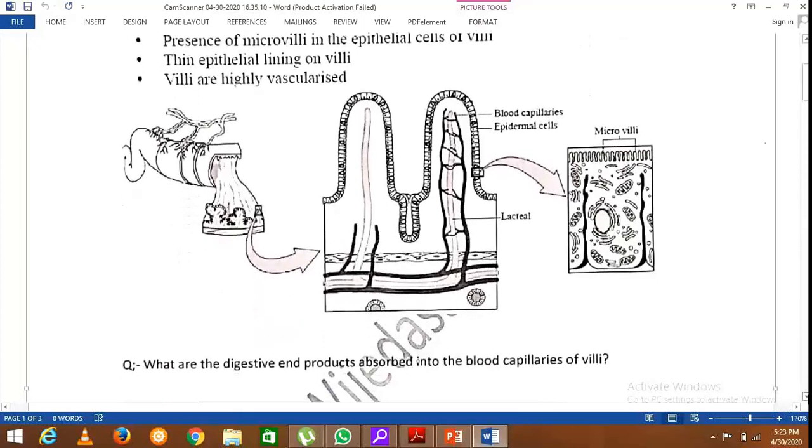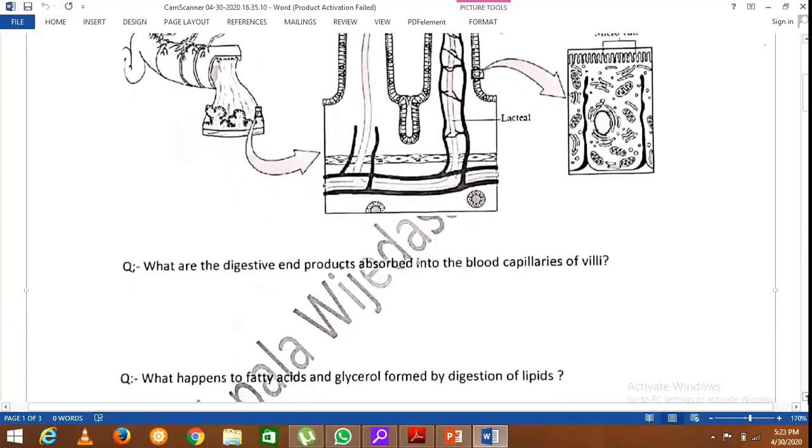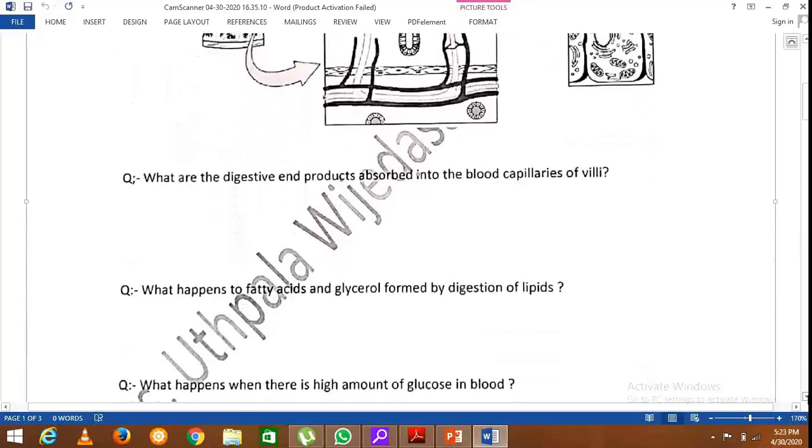Then what are the digestive end products absorbed into blood capillaries of villi? I have already mentioned monosaccharides, which are the digestive end products of carbohydrates. Then amino acids, which are the digestive end products of proteins. Then vitamins and mineral salts.